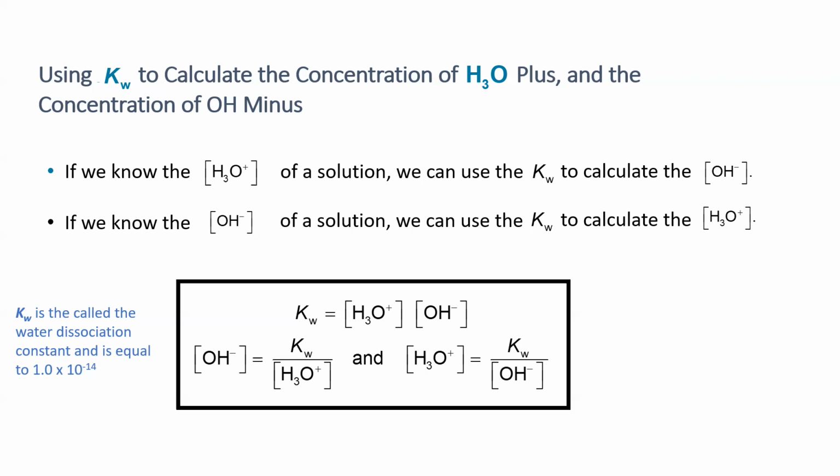So we can use these equations, and you can see it's just solved for either Kw, hydroxide ion concentration, or hydronium ion concentration. Anytime we know one, either we know the hydronium ion concentration, and then we can use this equation to find the hydroxide ion concentration, or if we know the hydroxide ion concentration, we can use the equation to find the hydronium ion concentration.